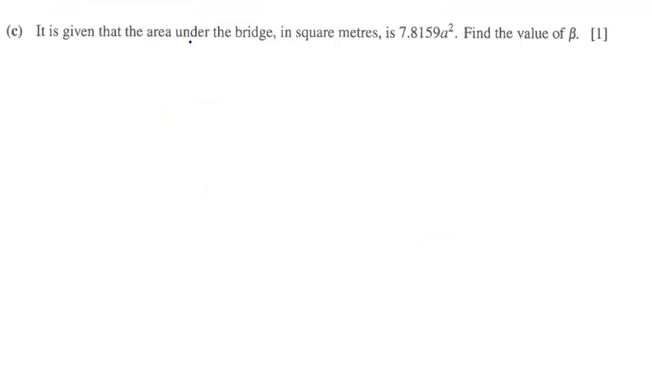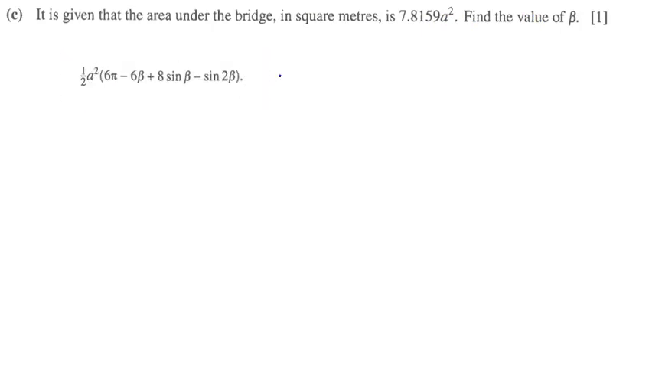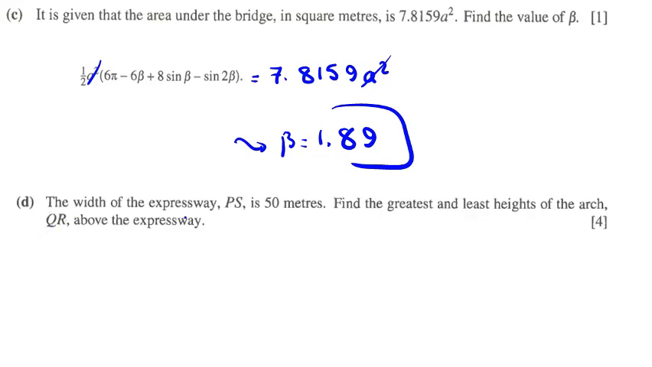Part C: it is given that the area under the bridge in square meters is 7.8159 a squared. Find the value of beta. From part B, we've proved that the area is this, so we write 7.8159 a squared, and we can cancel a squared. Then if you solve this equation, beta equals 1.89 radians.